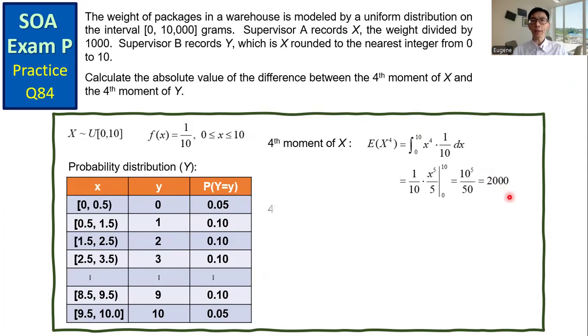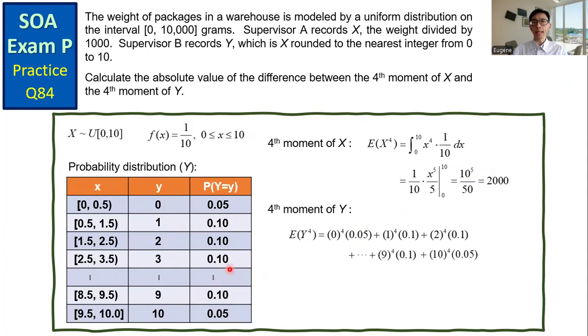And then the fourth moment of Y is 0 raised to the power 4 times the corresponding probability 0.05, plus 1 to the power 4 times the corresponding probability 0.1, all the way down to Y equals 10: 10 to the power 4 times the probability 0.05. The fourth moment of Y equals 2033.3. We need to get the absolute value of the difference, and this is 33.3.